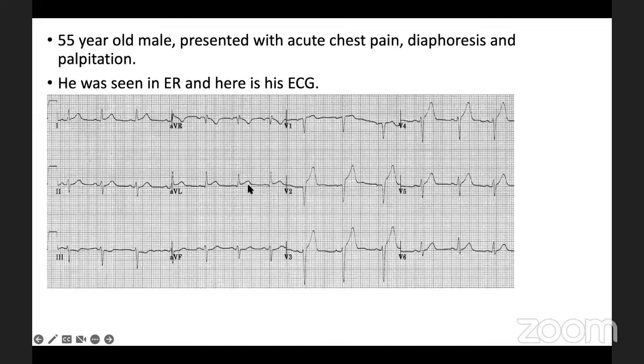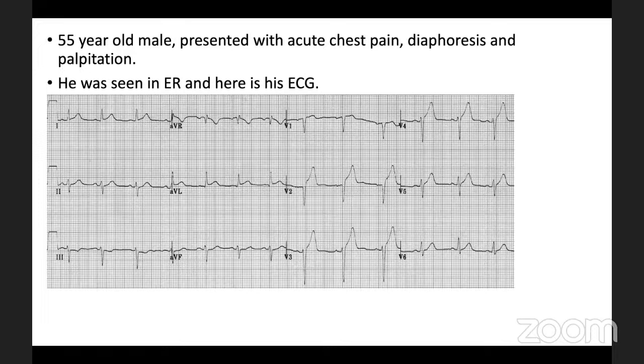Okay, case number 1. You can read the scenario. A 55-year-old male presented with acute chest pain, diaphoresis, and palpitations. He was seen in the ER, and here is the ECG. Can you read the ECG? Any findings? Yes, there is ST elevation in aVR, aVL, and also in V4 and V6. This looks like an anterior STEMI.